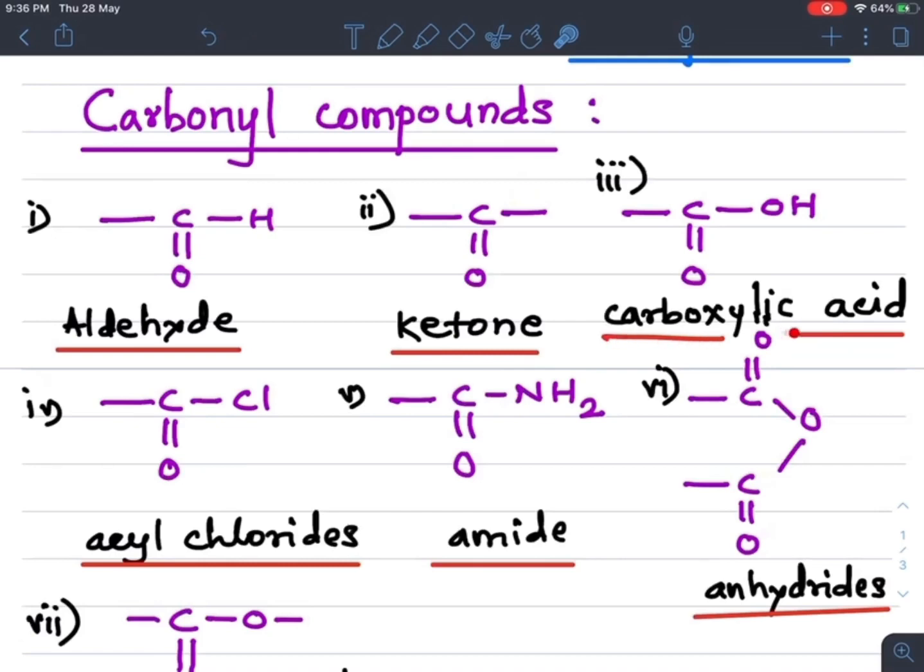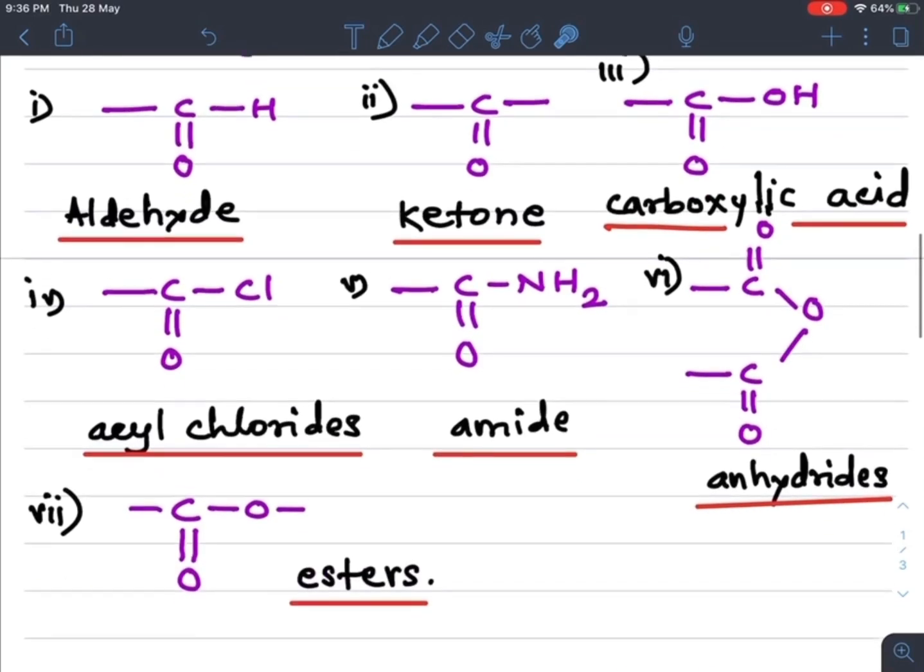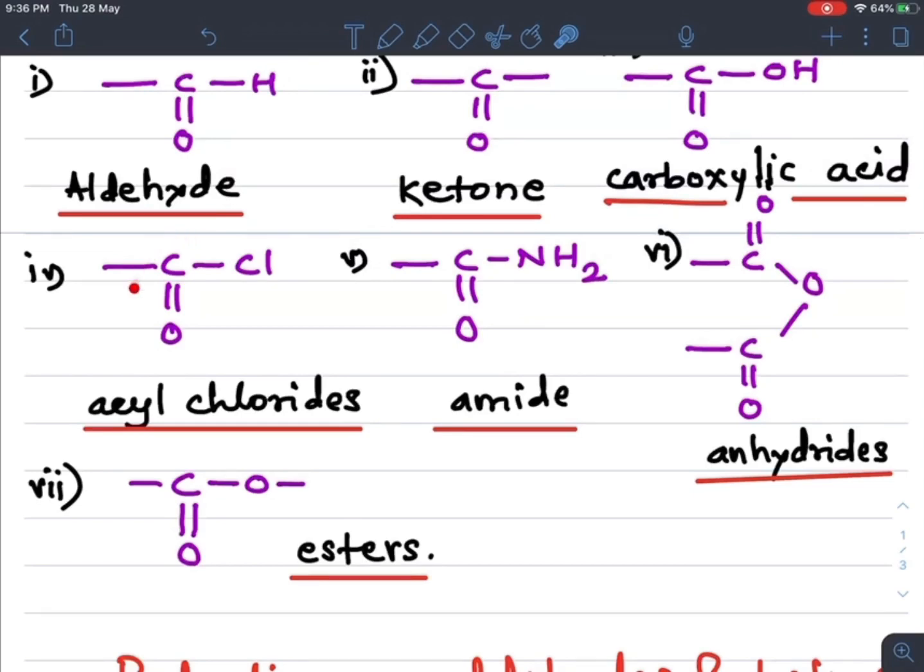One more example is carboxylic acid, COOH. It also contains C double bond O, that is the carbonyl group is present, and generally this is also an example of a carbonyl compound. One more is the COCl group containing compound, that is acyl chlorides, which are also carbonyl compounds. One more is amide, that is CONH2 is its functional group. This amide also contains the C double bond O group, that's why this is also a carbonyl compound.